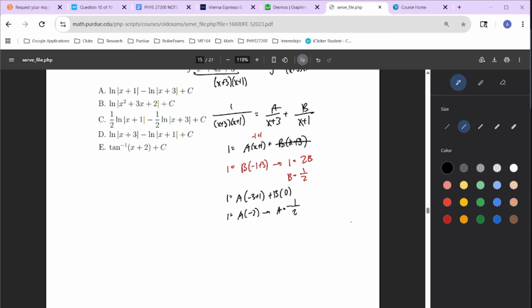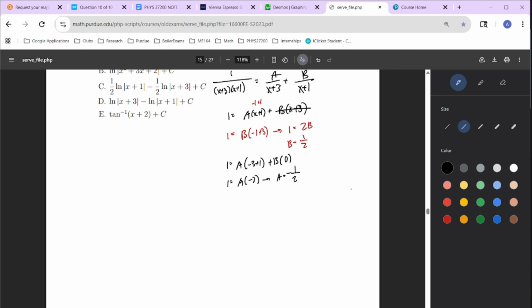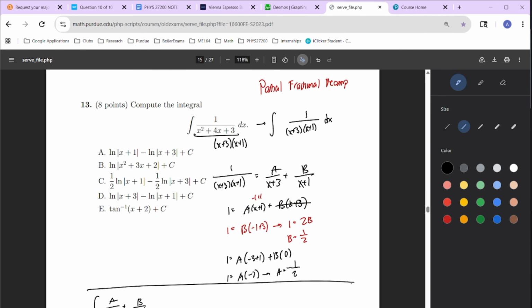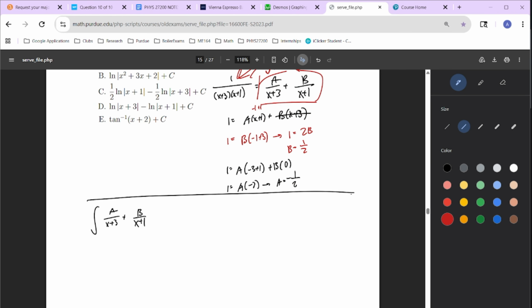So then from there, we've pretty much decomposed this into its constituents. Now we're going to begin solving for this integral. So we have the integral of a over x plus 3 plus b over x plus 1. What I've done in this case is said that since this is equal to these summed together, I can replace this box in red with these, right? That is the idea. So integral of a over x plus 3 plus b over x plus 1 dx.